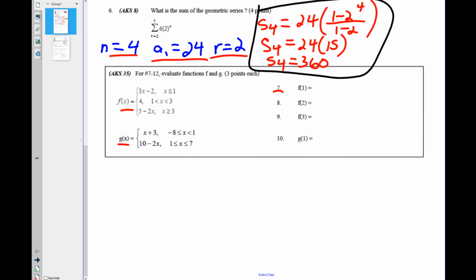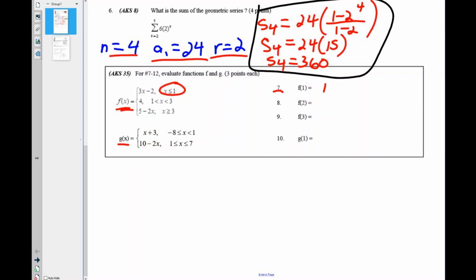Yeah, the 3x minus 2, because that is function f, and 1 falls into the domain of that first piece. After that, if you do this in your head, I can live with it. I'm not forcing you to write. 3 times 1 is 3, minus 2 is 1. The answer for that should have been 1. Just bubble a 1.